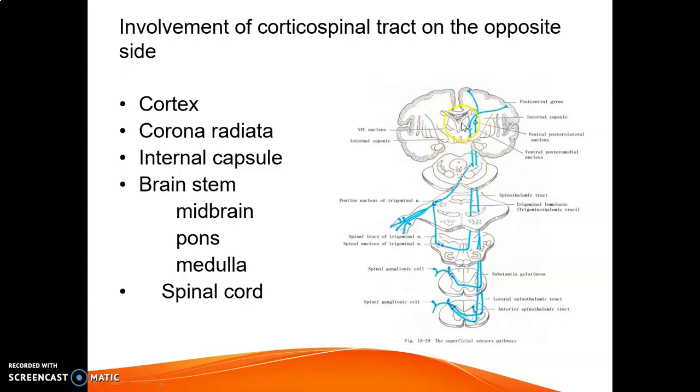From the cortex, you have the corona radiata, then the internal capsule, and then it reaches the brainstem level. The brainstem is divided into three parts: midbrain, pons, and medulla. And then the spinal cord begins and it ends below the level of L1, forming the cauda equina area.